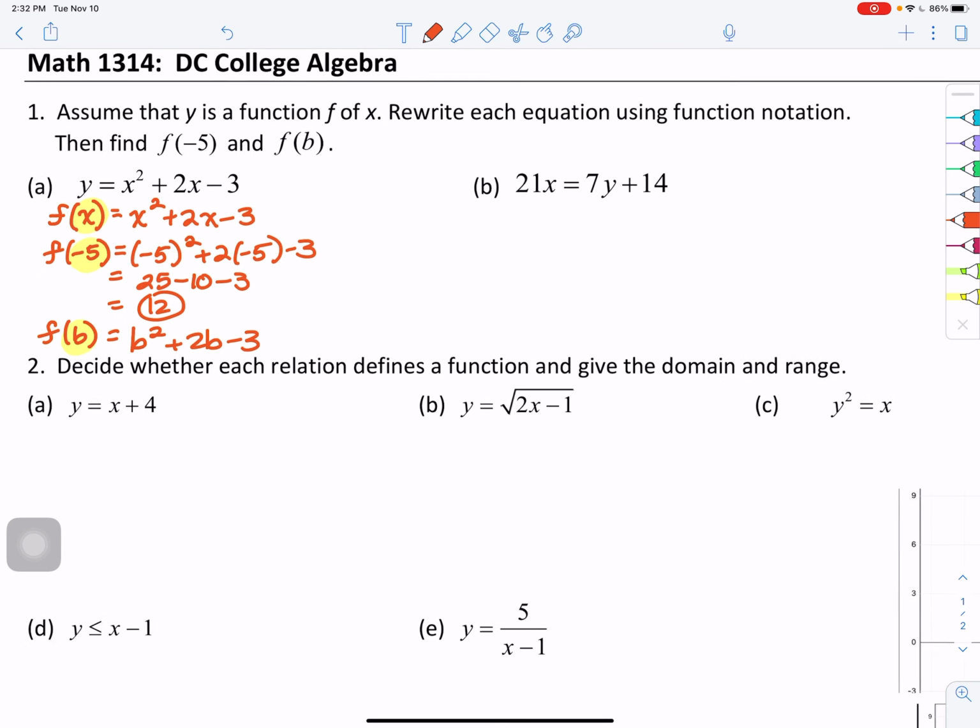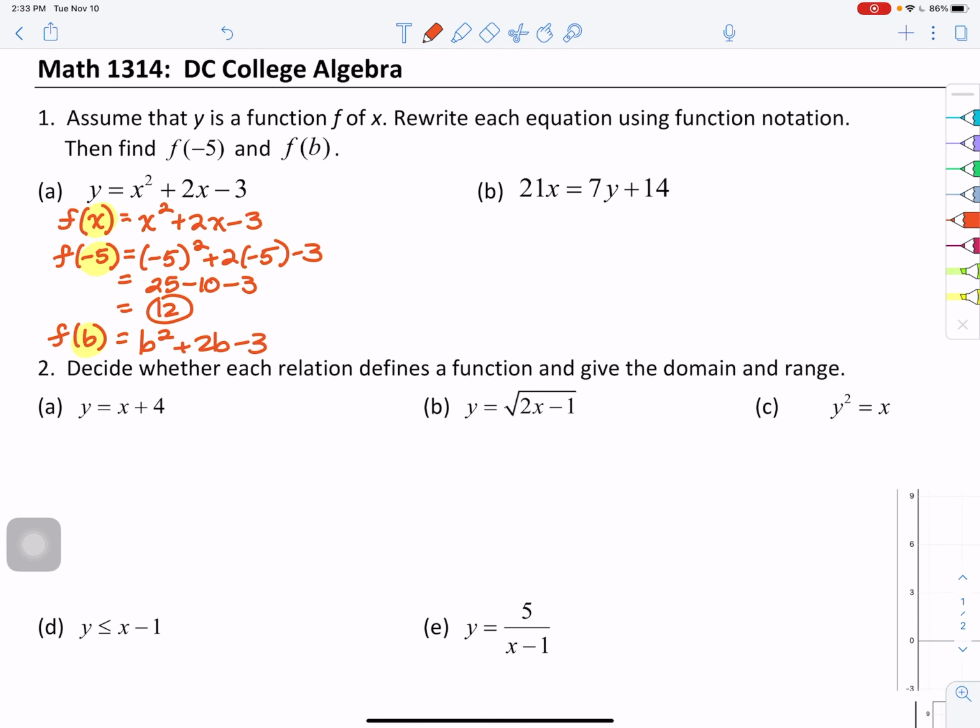Okay, let's look at b. Now b, we need to solve for y first. So I'll subtract 14 from both sides, and then I'll divide each term by 7. So we have 3x minus 2 equals y. And then f of x equals 3x minus 2. We let f of x be y.